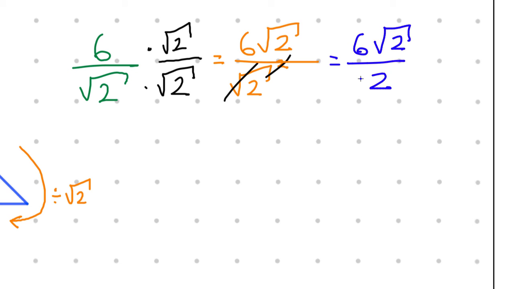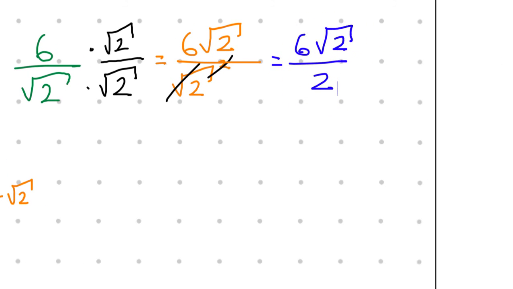But wait! There's more! There's more because now 6 and 2 can be reduced. 6 divided by 2 is just... 3. You guys know this one. This is now 3 square root of 2, and there's our final answer.